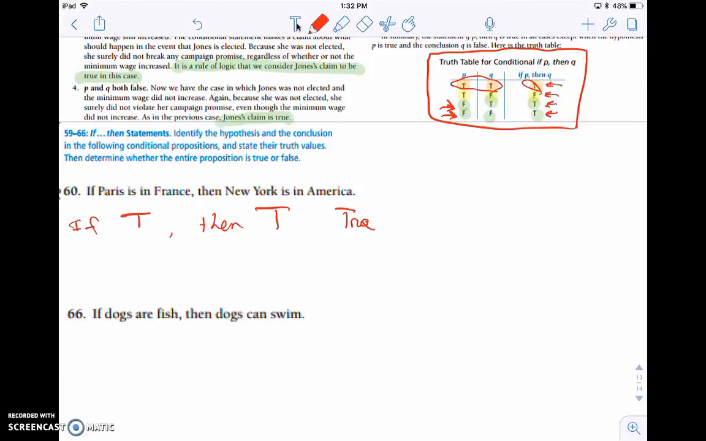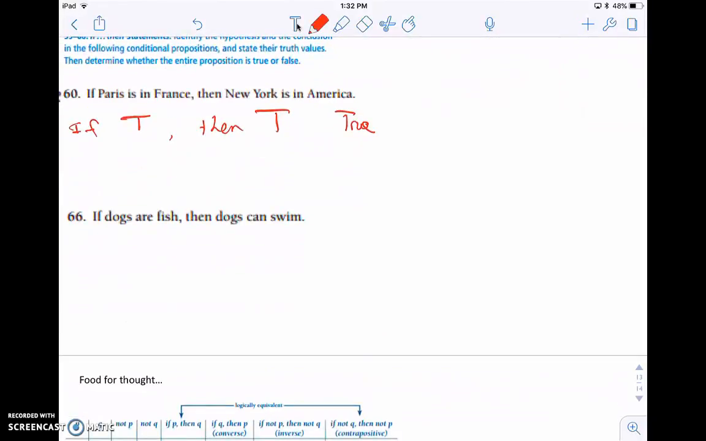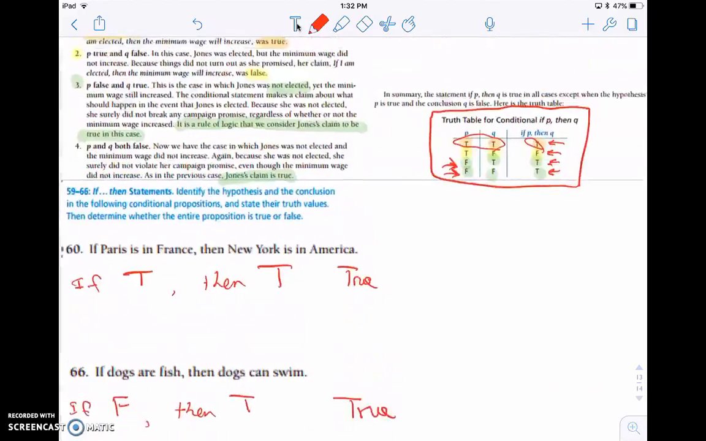Okay, the next one: if dogs are fish, which is false, then dogs can swim, which is true. In this case, this statement is going to be true because our hypothesis is false. When we start out with a false hypothesis, then in the end our conditional statement is always true. So this is if false, then true, turns out to be true.